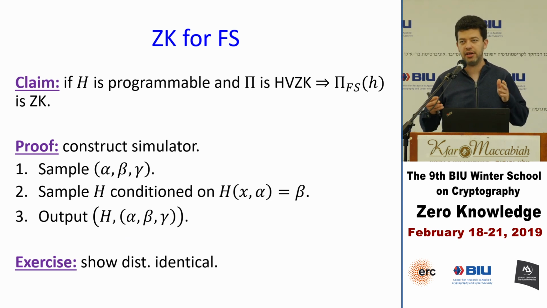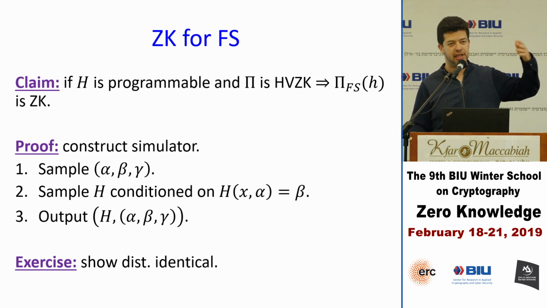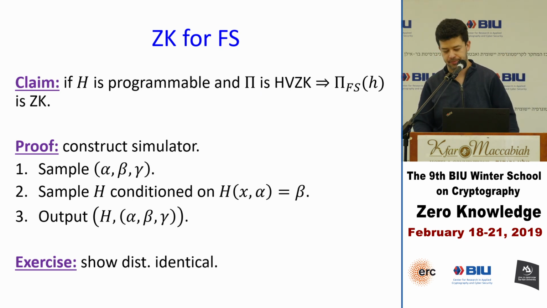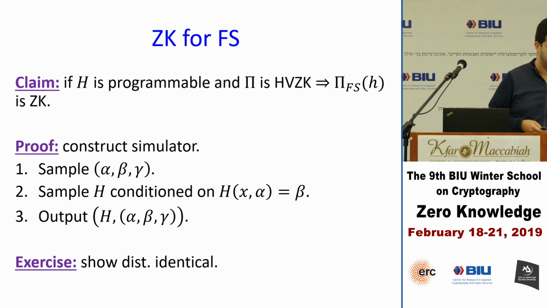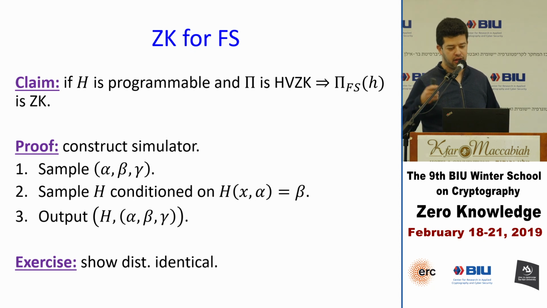Okay, in general, if you have two jointly distributed random variables, sampling x and then y conditioned on x is the same as sampling y and then x conditioned on y. So programmability is not only that you can find such an h, but also that you can sample such an h at random. Indeed, you want to sample from the distribution of all h's conditioned on this. So this is a conditional probability statement, not just find a particular h.